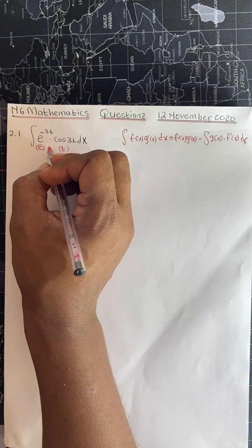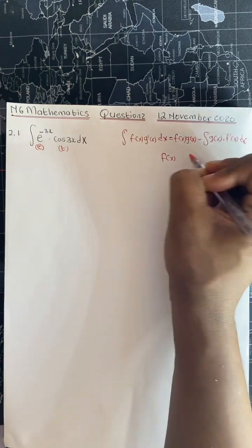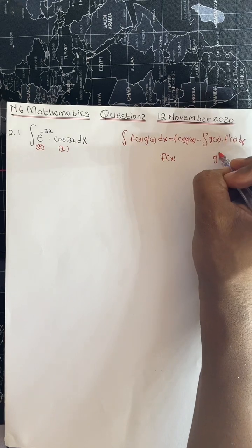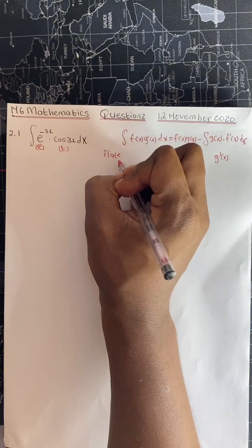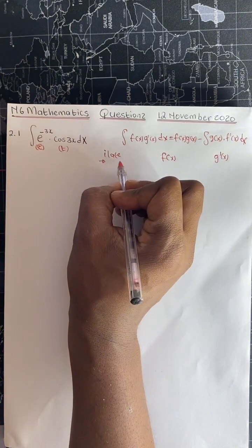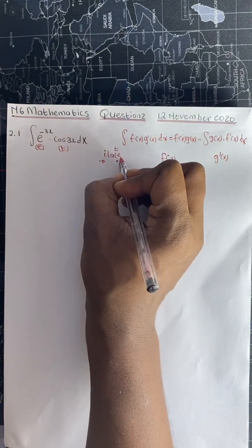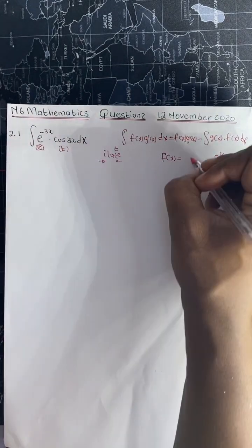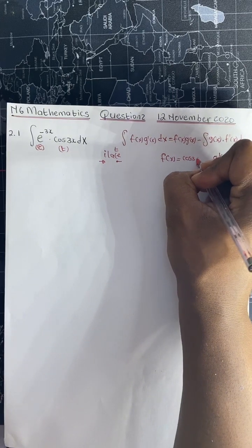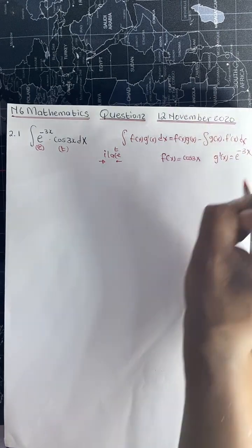As you can see, we have an exponential function e to the power negative 3x and a trigonometric function cos 3x, and we have to determine which will be f of x and which will be g prime of x. We do that by the use of the ILATE rule, where the first one we come across going to the right will be f of x. The trig function comes before the exponential, so f of x will be cos 3x, and g prime of x will be e to the power negative 3x.